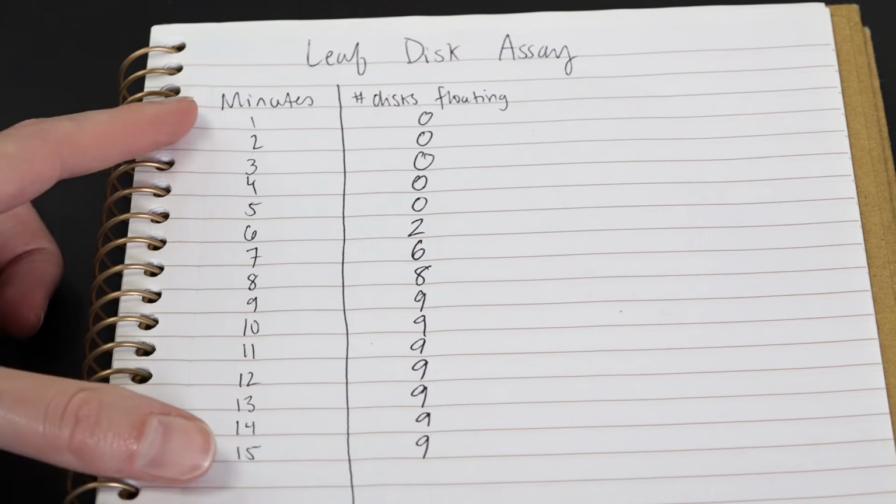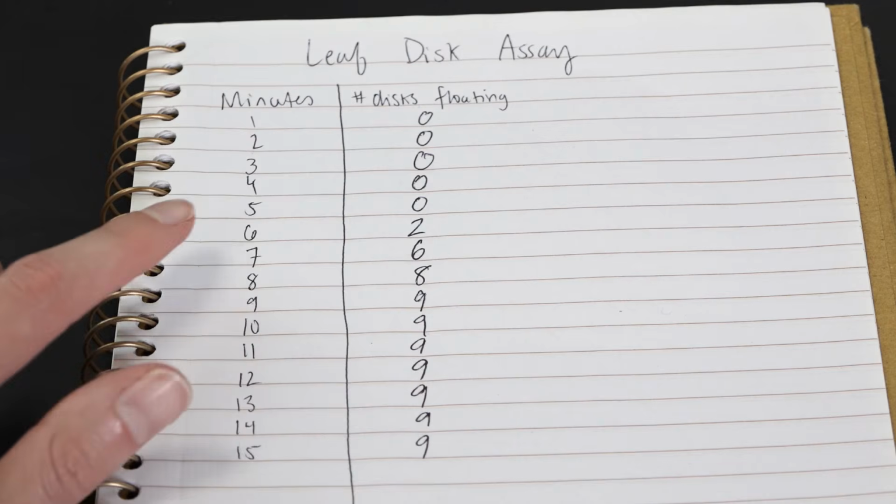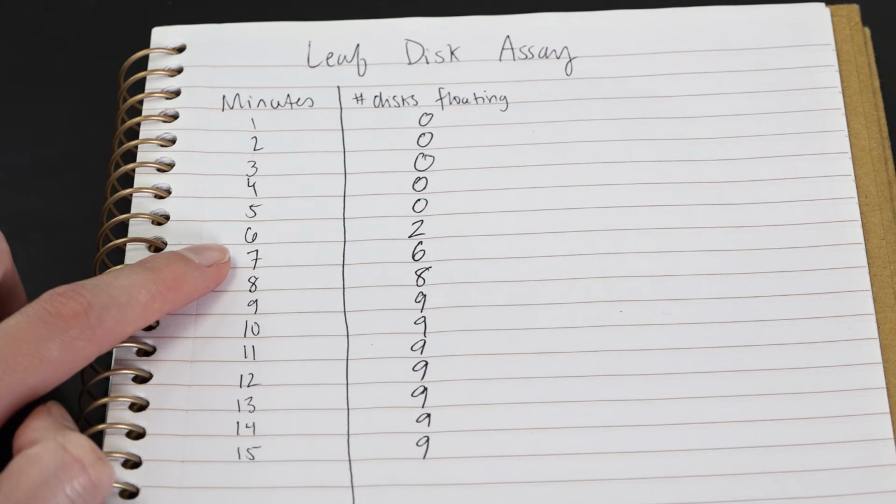Here's a little hint about data analysis. Since you'll be conducting multiple assays, it's important to have a consistent point of reference for comparing your data. I'd suggest using the time point at which at least 50% of your leaf discs have risen. For my assay, that would be 7 minutes.